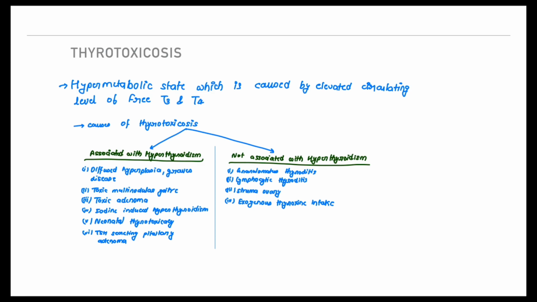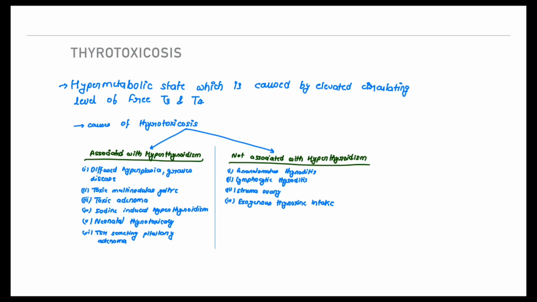Now one more topic is important in hyperthyroidism, that is thyrotoxicosis. So what is thyrotoxicosis? It is a hypermetabolic state which is caused by elevated circulating levels of free T3 and T4. So now what is the difference between hyperthyroidism and thyrotoxicosis? Thyrotoxicosis, you can understand it, is the result. It is a result of increase in T3 and T4 levels which affect the body. So it is the hypermetabolic state which is achieved due to increased levels of T3 and T4.